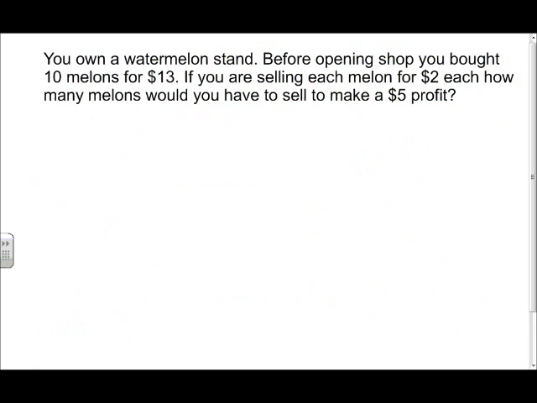Now, the next one, this one I already had typed out because it was kind of long. It's if you own a watermelon stand, before opening shop, you bought 10 melons for $13. If you are selling each melon for $2 each, how many melons would you have to sell to make a $5 profit? Now, to put this in an inequality, all you have to do is, now 2 is for each thing that you're putting down, and x equals how many.